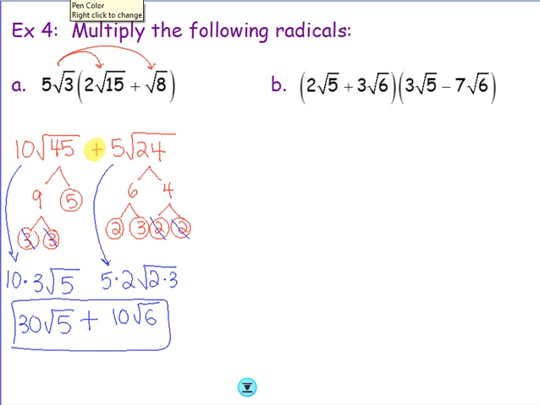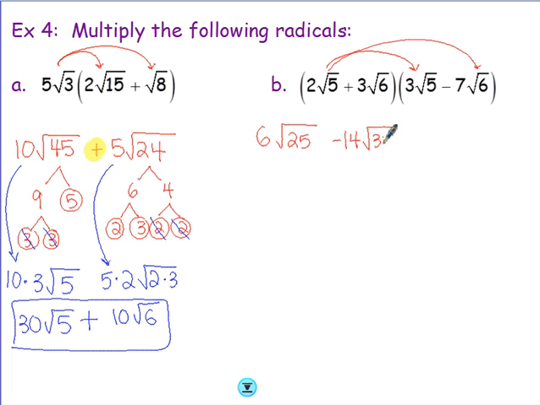Remember, outsides with outsides, insides with insides. So 2 times 3 is 6, and 5 times 5 makes a 25 inside. 2 times negative 7 is negative 14, and 5 times 6 makes a 30 inside. 3 times 3 is a positive 9, and 6 times 5 makes a 30 on the inside. And finally, 3 times negative 7 is negative 21, and 6 times 6 is a 36 on the inside.